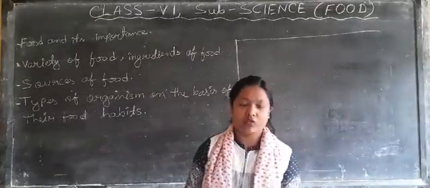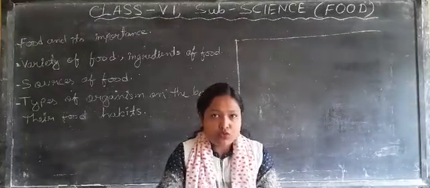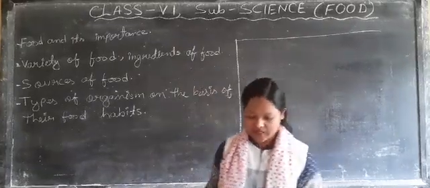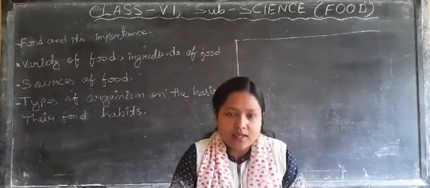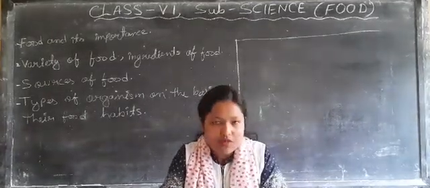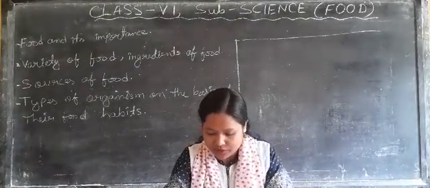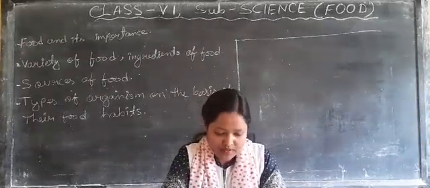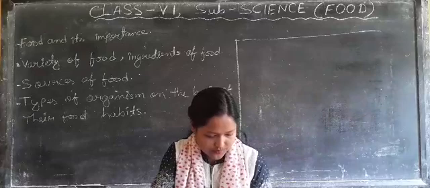In the last video, I already told you about the sources of food. We have two important sources of food, that is plants and animals. From plants we get, for example, vegetables, fruits, rice, wheat, etc. And from animals we get milk, chicken, egg, meat, etc. So till here we have discussed in the last video. Let's move on to another topic.